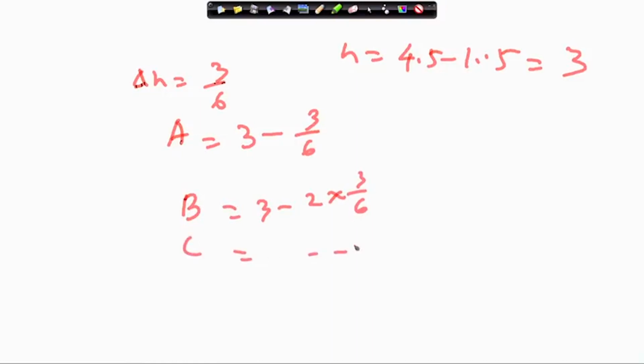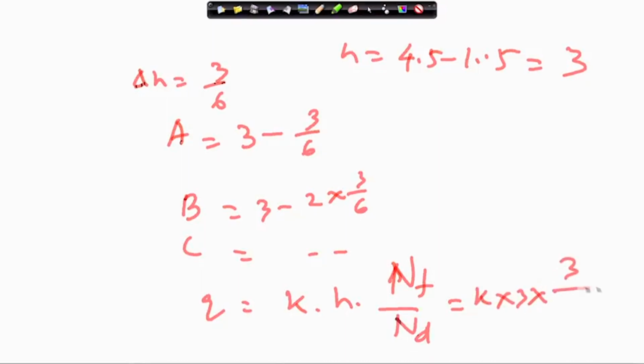Similarly, at C also you can find out, and also at point D. And Q will be equal to K into H into NF by ND. K is given and H is 3. So, Q equals K into 3 into NF, which is 3, and ND equal to 6. By doing this calculation one can find out how much water is passing through this structure. So, this is the 5th application I have done.